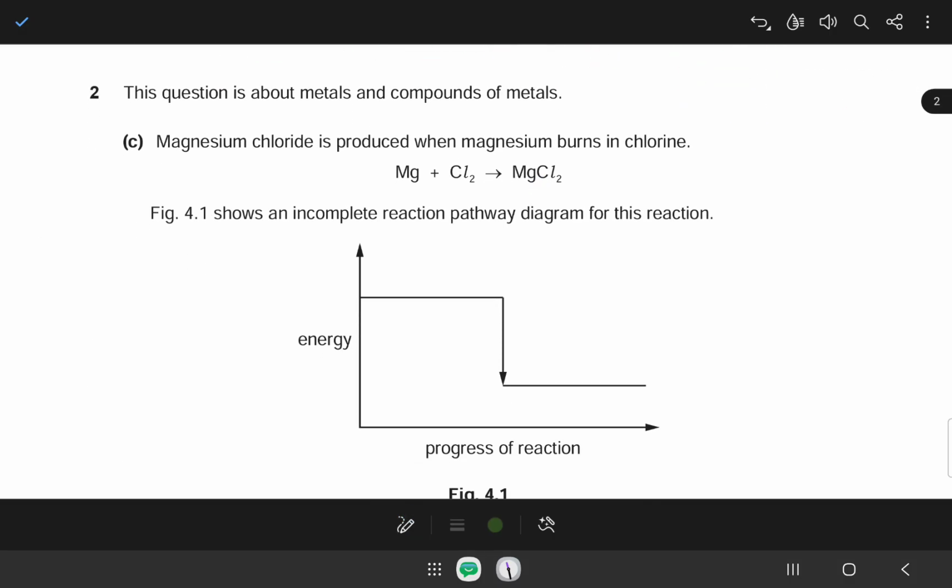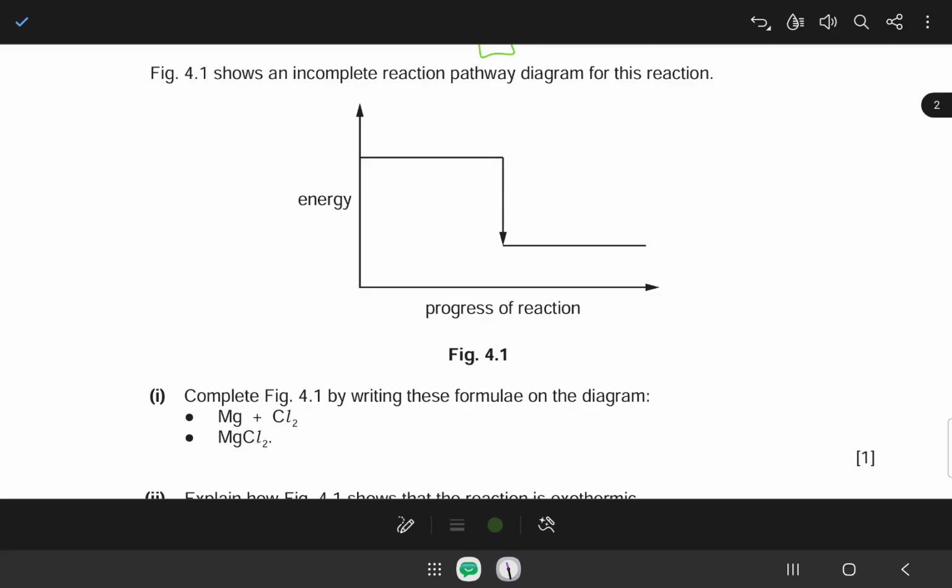The question is about metals and compounds of metals. Magnesium chloride is produced when magnesium burns in chlorine. Mg plus Cl2 arrow MgCl2. So this is irreversible, as we can see the arrow is one side. Figure 4.1 shows an incomplete reaction pathway diagram for this reaction. Complete figure 4.1 by writing these formulae on the diagram.